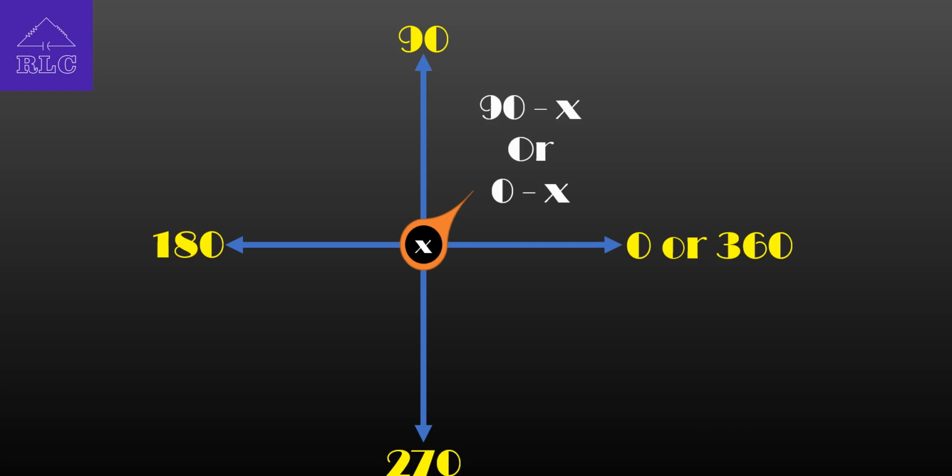We'll discuss the portion which is left in between the axes. Let us consider the first part of this axis, that is the first quadrant. We call it the first quadrant. This portion is represented by 90 minus x or 0 plus x, or you can also call it 360 degrees plus x.